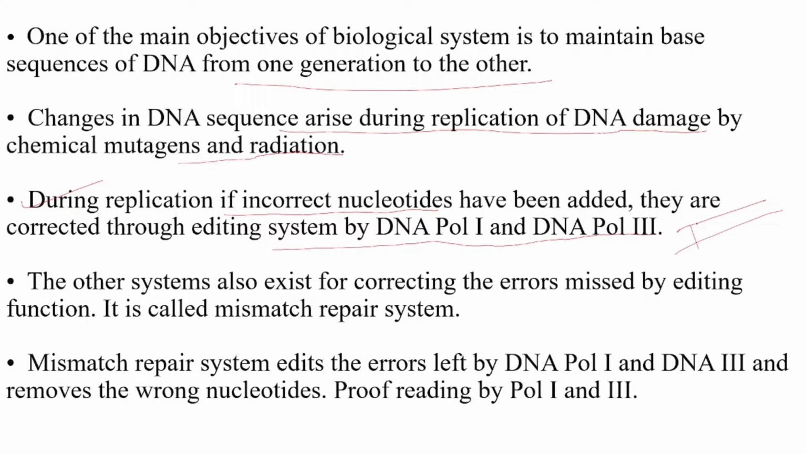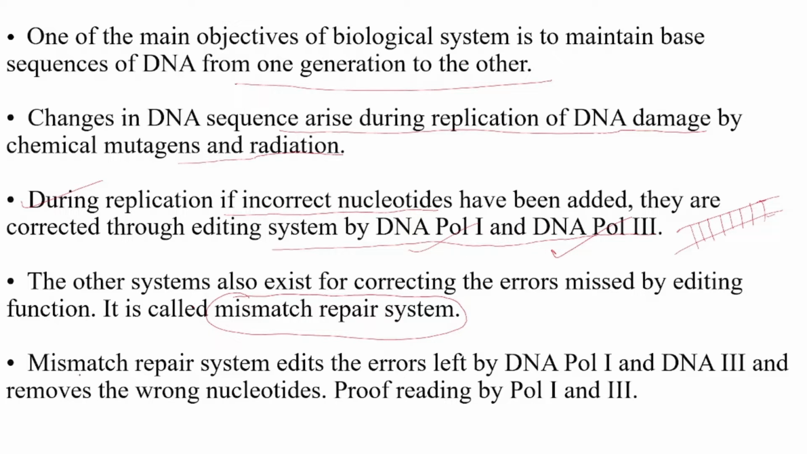So let's say this is DNA. These are the nucleotides arranged in line. In replication, if incorrect nucleotides are arranged, then they are corrected by DNA polymerase 1 and DNA polymerase 3. Other systems also exist for correcting the errors missed by the editing function. It is called the mismatch repair system. We will study this in detail.